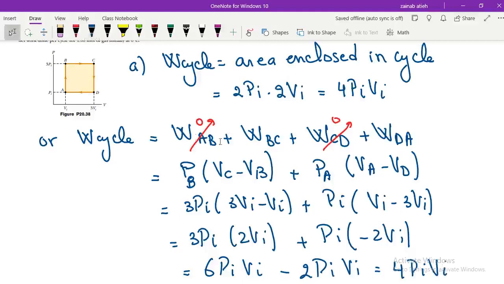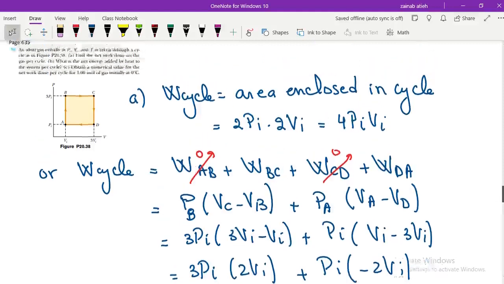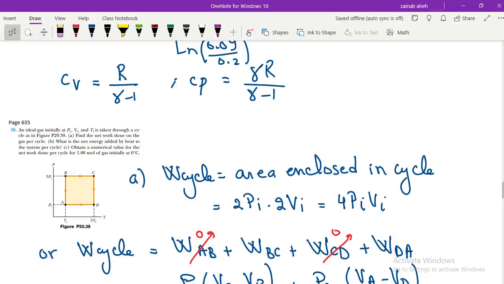Okay, let's move to the second part. The second part says, what is the net energy added by heat to the system per cycle? We have to find Q for the cycle.